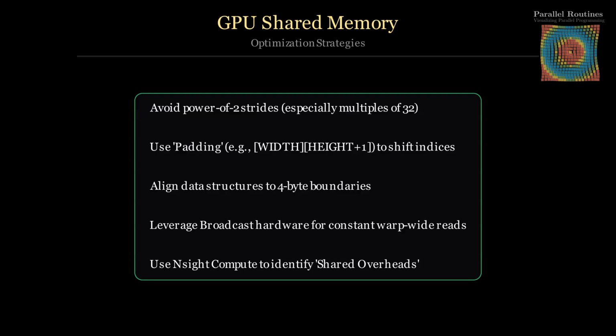Finally, always profile with Nsight Compute. Look for the shared memory overhead metrics. They'll reveal conflicts you might not anticipate from code inspection alone. Remember, shared memory is fast, but bank conflicts make it slow. Your goal is simple: maximize parallelism, minimize serialization.